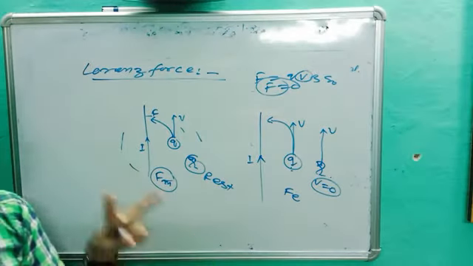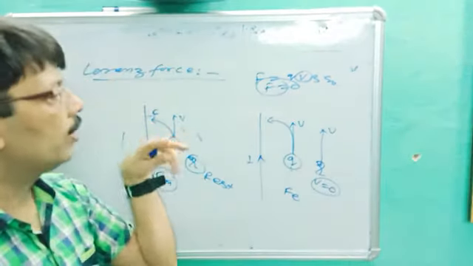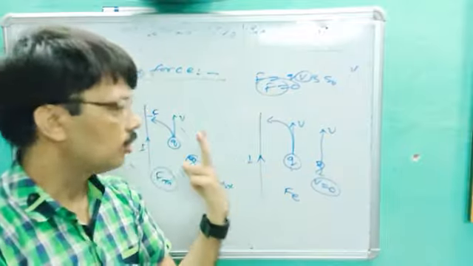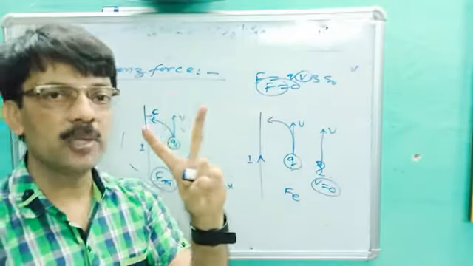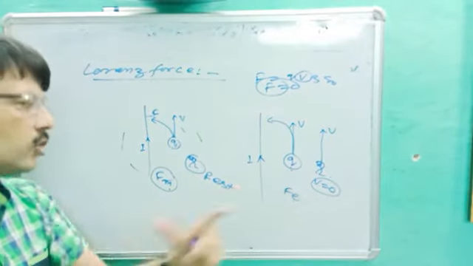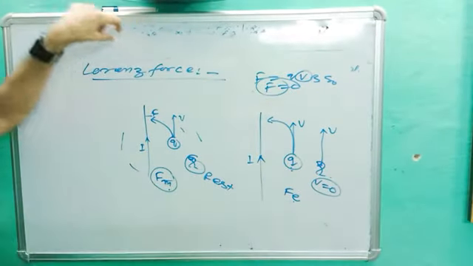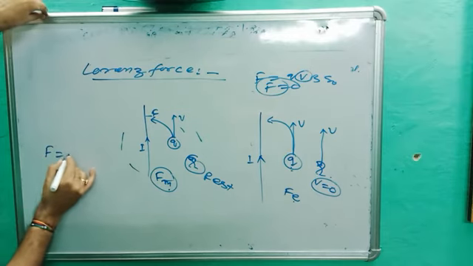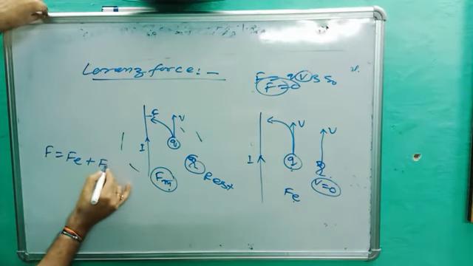According to Lorentz, when any charged particle enters a magnetic field, it experiences two types of force. One is called the magnetic force and the other is called the electric force, and the sum of these forces is called the Lorentz force. So what is the total force? F is equal to Fe plus Fm.